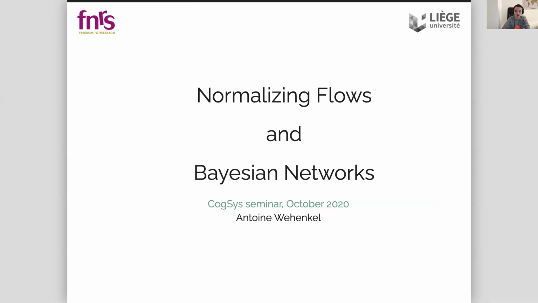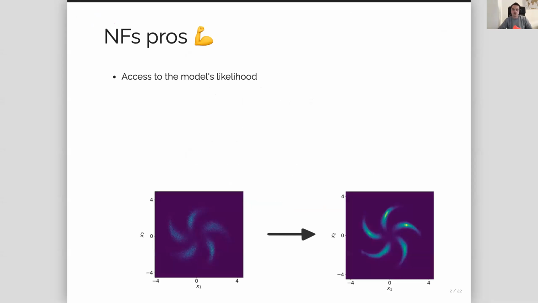So I'm very glad to talk about normalizing flows and Bayesian networks here for the next 20 minutes. First, we may agree on the fact that normalizing flows are becoming more and more popular recently. And maybe this can be partly explained by the fact that in contrast to other generative models, we have access to the model's likelihood. This provides a good loss function and may also be used to compare different normalizing flow models, even if there are some drawbacks, as Polina explained.